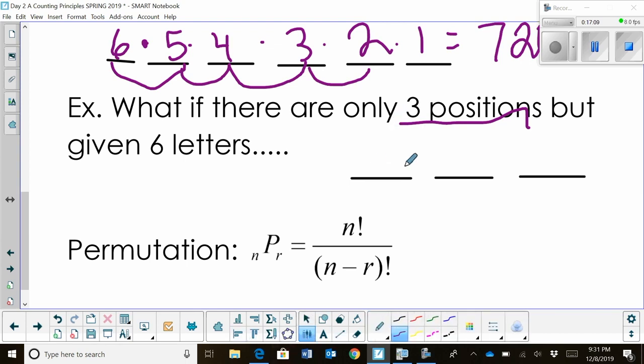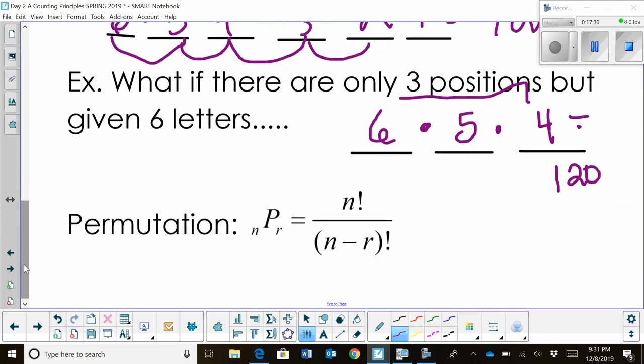Okay, so for the first choice, we still have 6. For the second choice, we have 5. For the third choice or position, we have 4 choices. So really, we only end up with 30 times 4, which is 120 different ways to choose those letters.